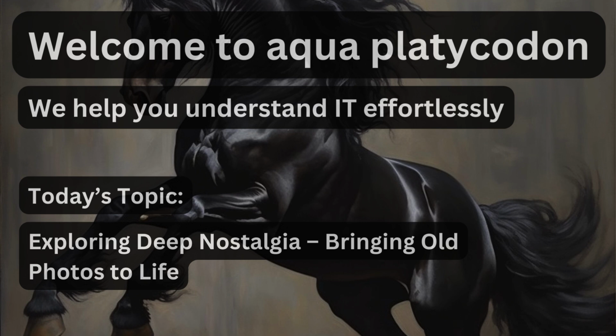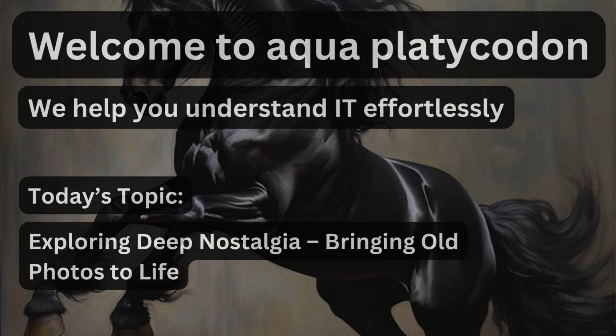Today we're diving into a fascinating AI tool called Deep Nostalgia. This platform allows you to animate old photos, making them come to life in a way that feels almost magical. But how does it compare to other similar tools like Hedra? And what can Deep Nostalgia really be used for?